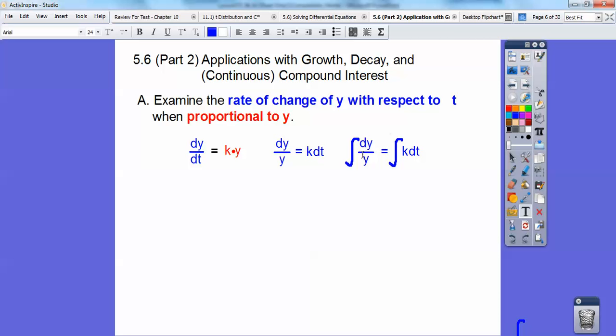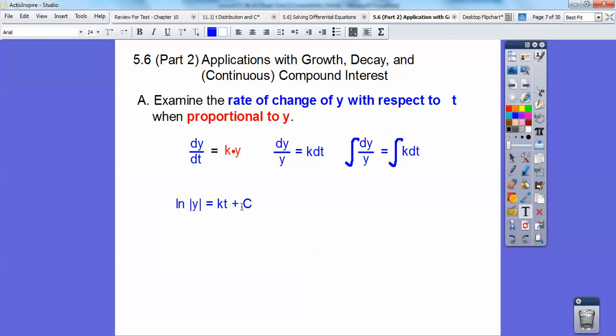And then the integral of this side is the natural log of y plus c. The integral of this side with respect to t is going to be kt plus c, okay? And so both plus c's get absorbed into one plus c because they're just numbers, you guys. So when you add and subtract numbers, you just get a number. So it's plus c right there.